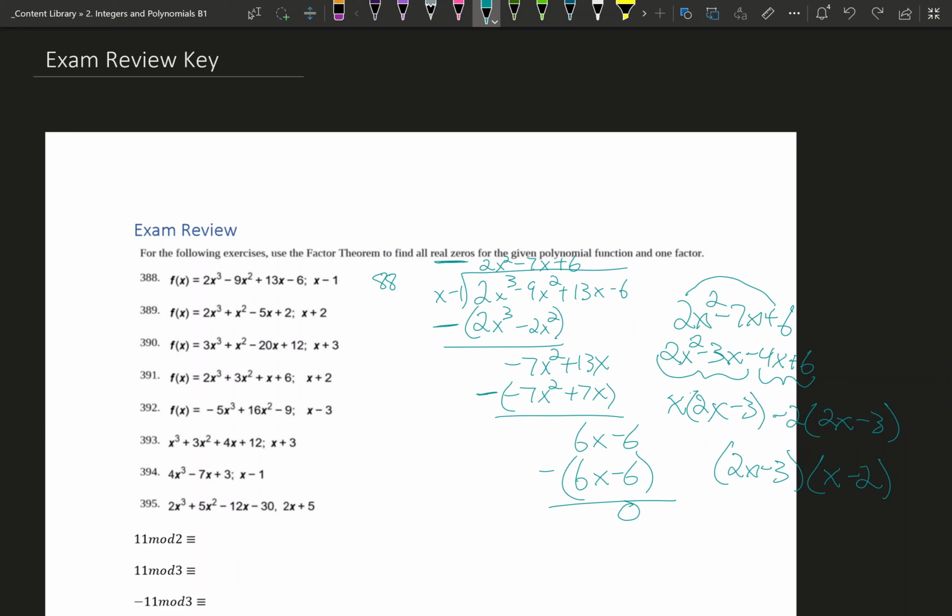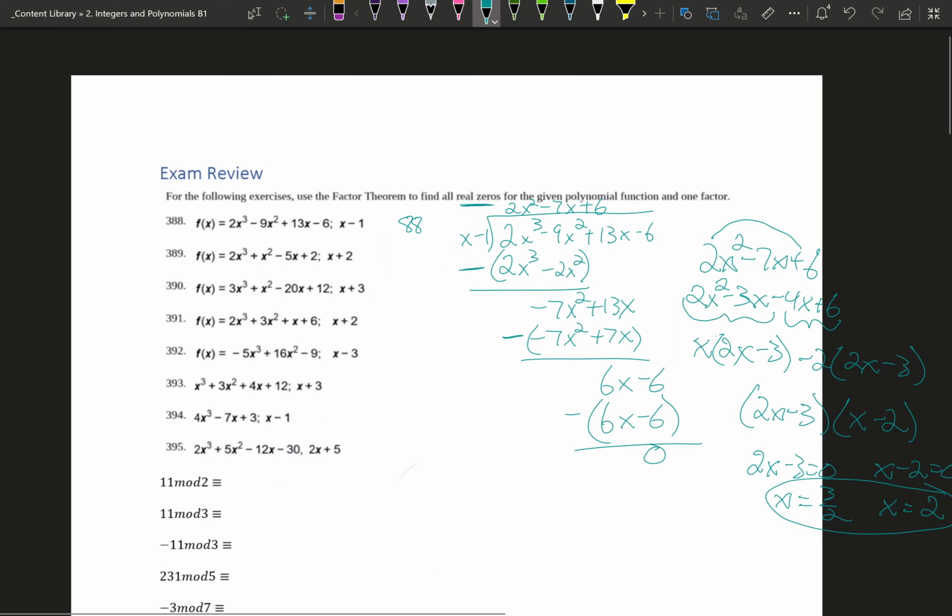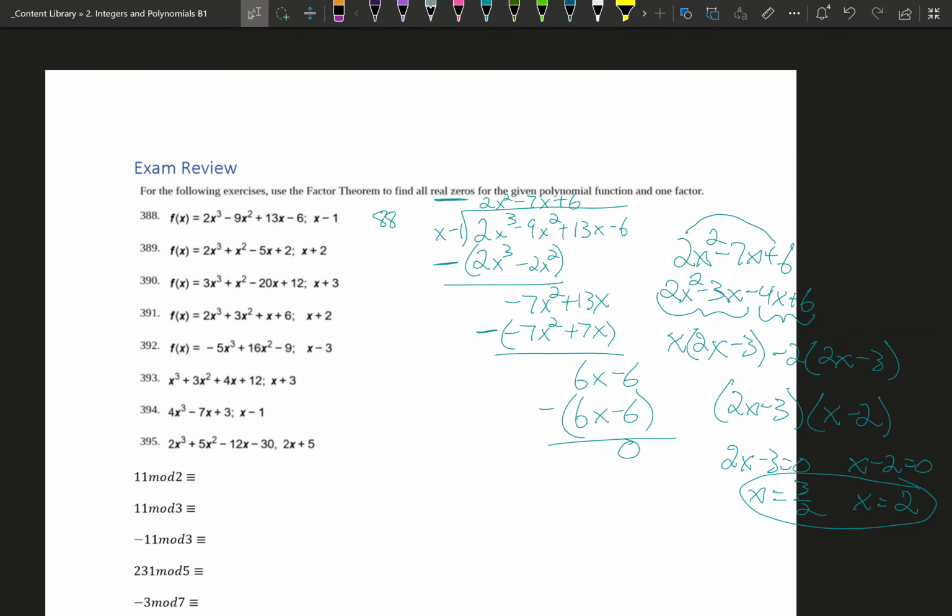So then these are our factors. We set each equal to 0 according to the factor theorem, and we end up with our other zeros to be 3/2 and positive 2. Next, let's do one with synthetic division.